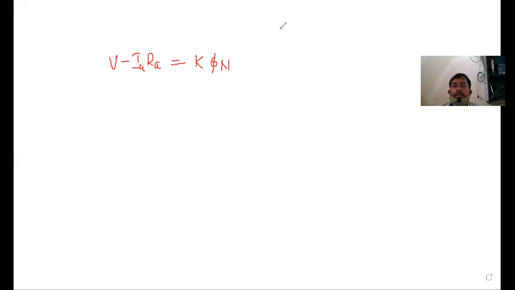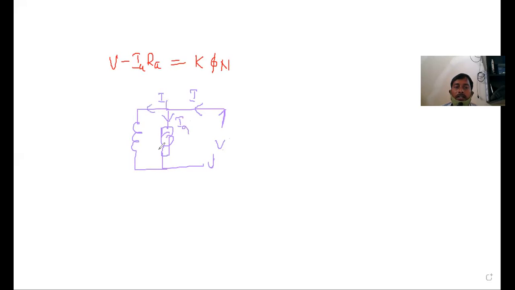If you draw the DC shunt motor, this is the field winding, and you are applying the voltage V here. This is the total current, this is the armature current, and this is the field current. Here is the back EMF. Based on these three, we have these equations.